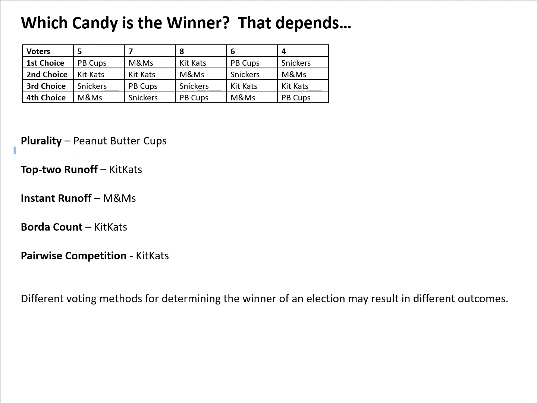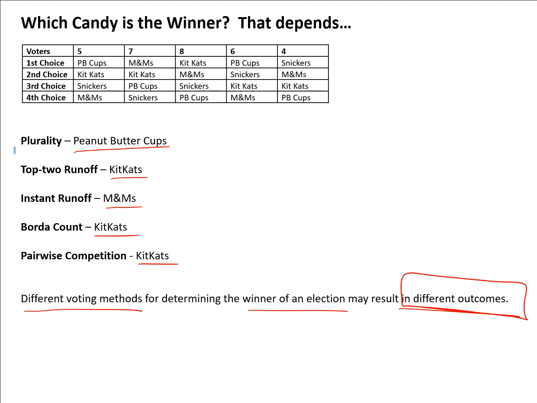With plurality, Peanut Butter Cups won. With top two runoff, Kit Kats won. With instant runoff, M&Ms won. With Borda count, Kit Kats won. With pairwise competition, Kit Kats won. So we can see that Kit Kats wins 3 of the ways that it is possible to win, but doesn't win all of them. So what we really do see here is that different voting methods for determining the winner of an election may result in different outcomes. And so that's something to be aware of, is that depending on how you choose to judge the winner, you may get a different result.